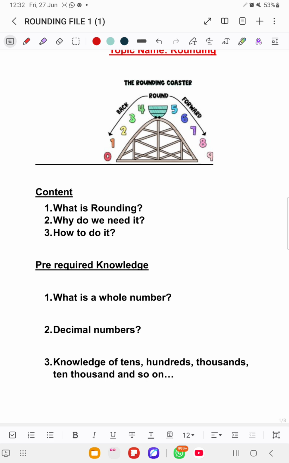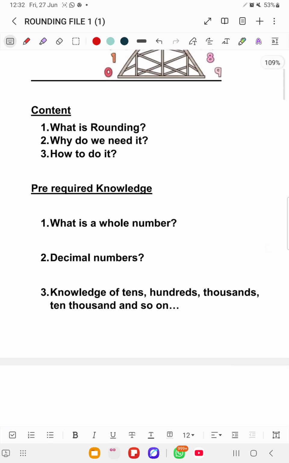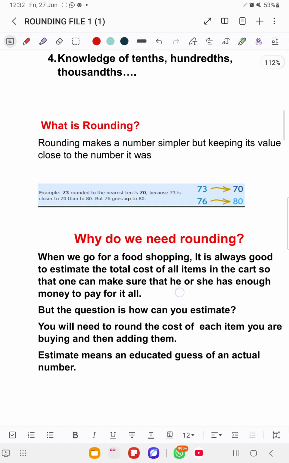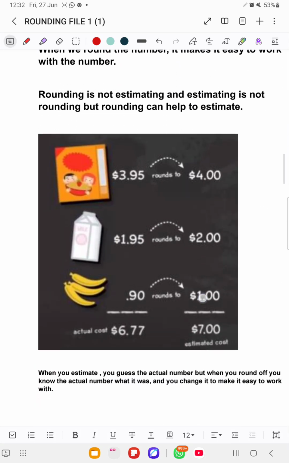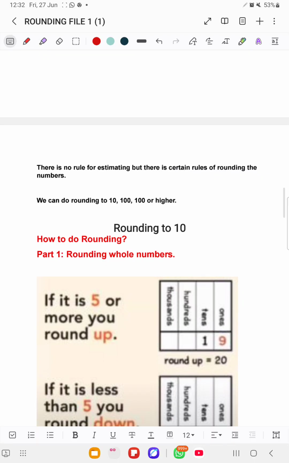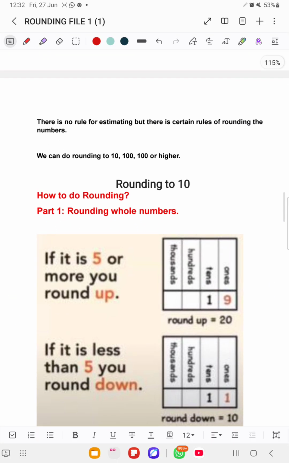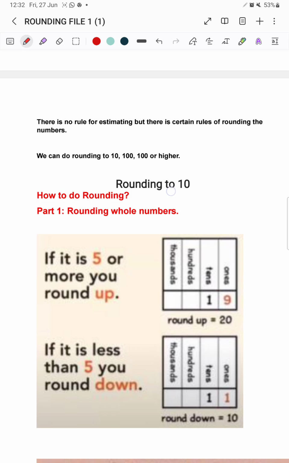Now in this video, our focus is how to do the rounding. Rounding can be done to the nearest 10, 100, 1000 and so on. And for that we need to follow one rule. When I explain an example, I will explain the rule as well. So here what is written, rounding to 10. The first point we will be focusing on is rounding the whole numbers.